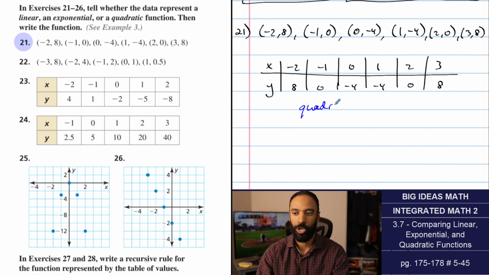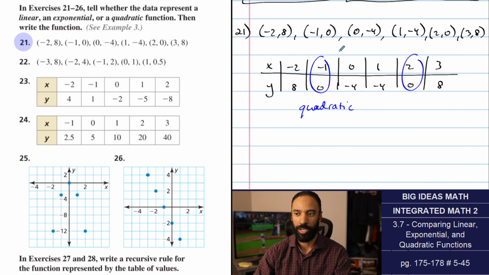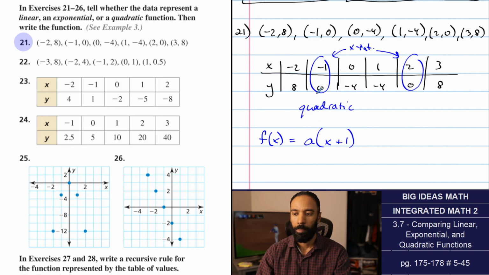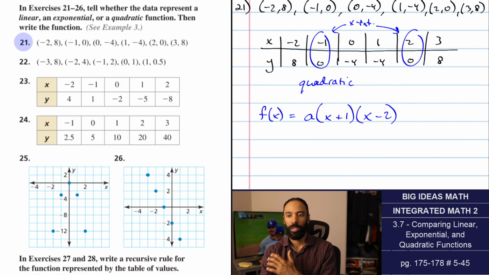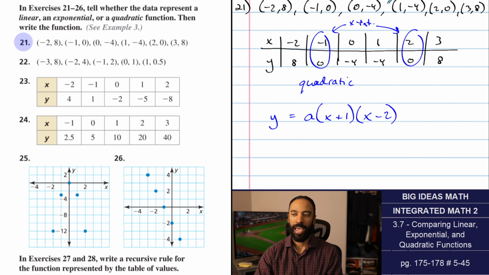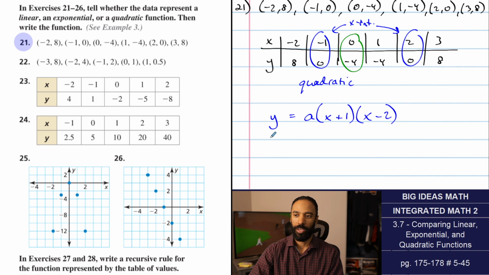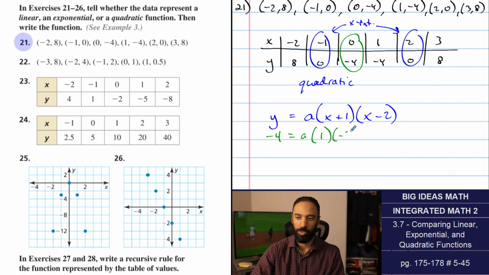This is clearly quadratic. What I want to do is recognize the x-intercepts here. These are my x-intercepts, the values of x where y equals 0. So we can come up with an equation, y equals a times x plus 1 times x minus 2. That's the factored form of what we have here. Because I don't need to say f of x, let's just say y. I need to plug in some x and some y that's not these ones. I'll go for 0, -4. So let's plug in -4 for y and 0 for x. 0 plus 1 is 1. 0 minus 2 is -2. Very easy.